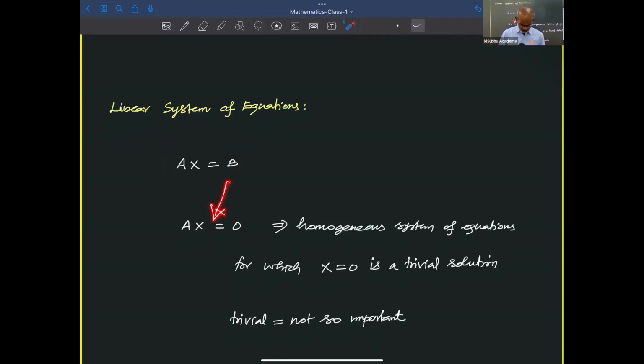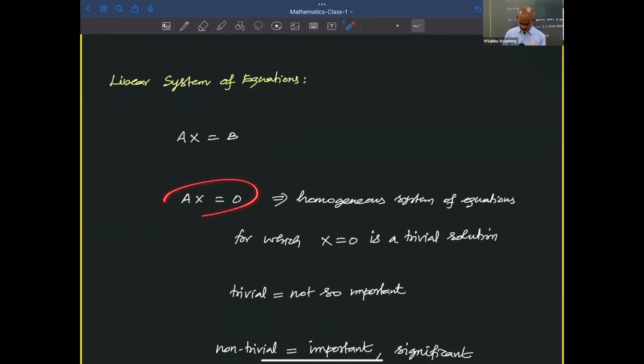Sometimes there is also another equation, Ax equal to 0. Here b will be simply 0. So these equations are called a homogeneous system of equations. Of course, in differential equations also, wherever the right hand side is 0, we simply call it a homogeneous equation. We'll discuss that again in the differential equation part.